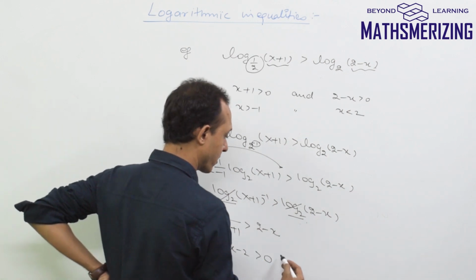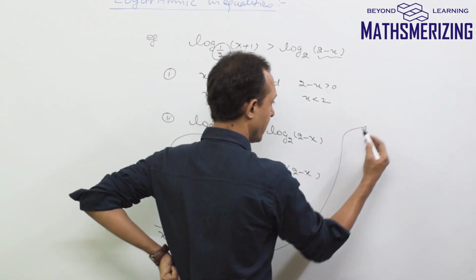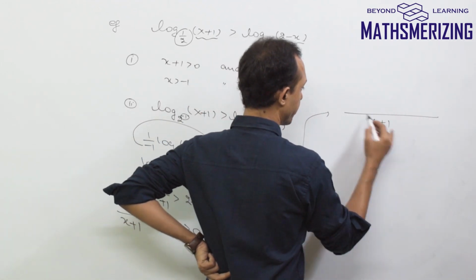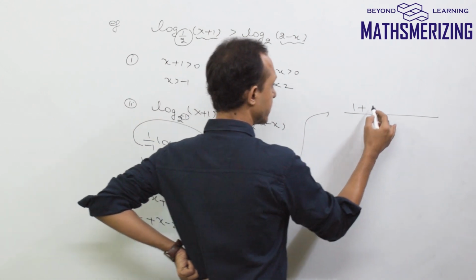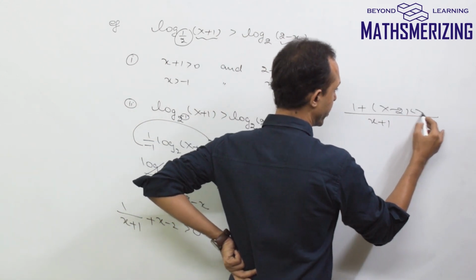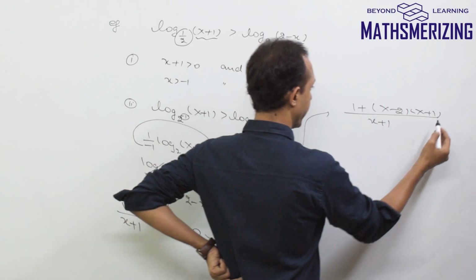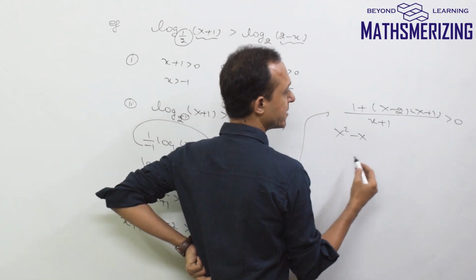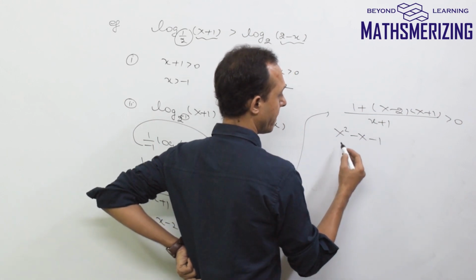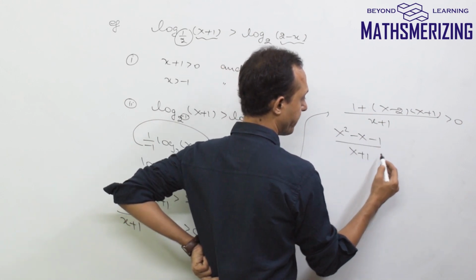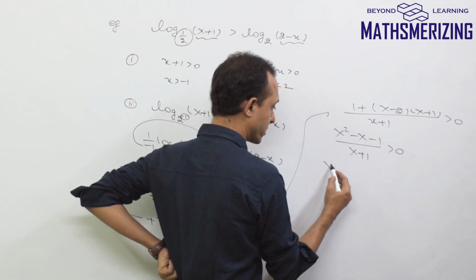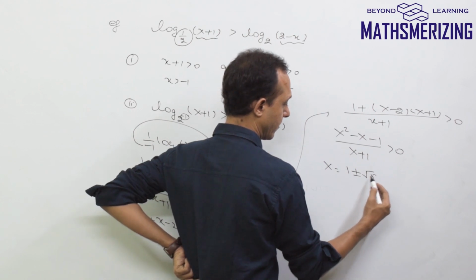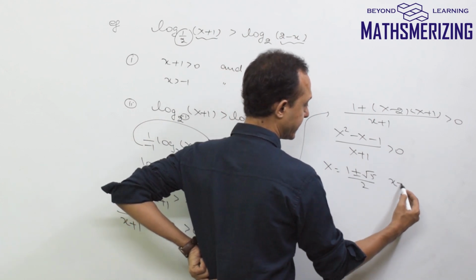If I'll take reciprocal, so if I'll rationalize it, I'll get 1 plus (x minus 2)(x plus 1) upon x plus 1, and it is greater than 0. So I'll write x square minus x minus 1 upon x plus 1, and this is greater than 0. So the roots are 1 plus minus under root 5 by 2 and x is equal to minus 1.